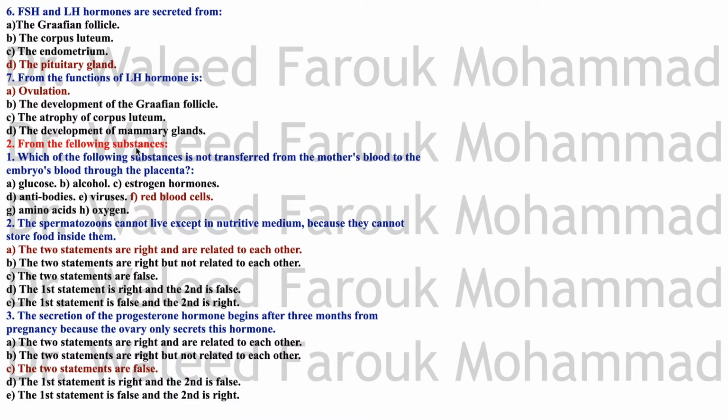From the following sentences, which of the following substances is not transferred from the mother's blood to the embryo's blood through the placenta? I changed this question. It was, which of the following substances is transferred from the mother's? The answer would be all except red blood cells. But if you put it, which of the following substances is not transferred from the mother's blood to the embryo's blood, it's the red blood cells. Because glucose, alcohol, estrogen, antibodies, viruses, amino acids, and oxygen all pass through the placenta.